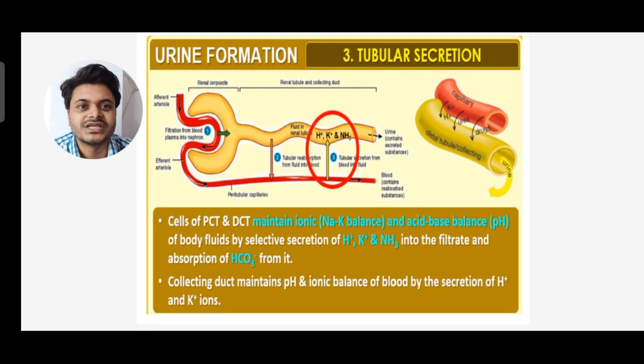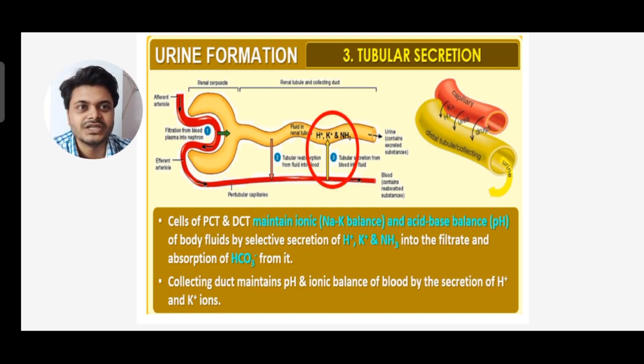In tubular secretion, the cells of the PCT and DCT, that is the proximal and distal convoluted tubules, maintain ionic balance, that is sodium ion balance, and acid base balance, that is the pH of body fluids, by selective secretion of hydrogen ions, potassium ions and ammonia into the filtrate and absorption of bicarbonate from it. The collecting duct maintains pH and ionic balance of blood by the secretion of hydrogen and potassium ions.